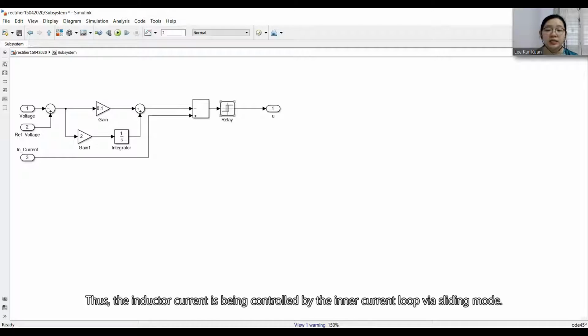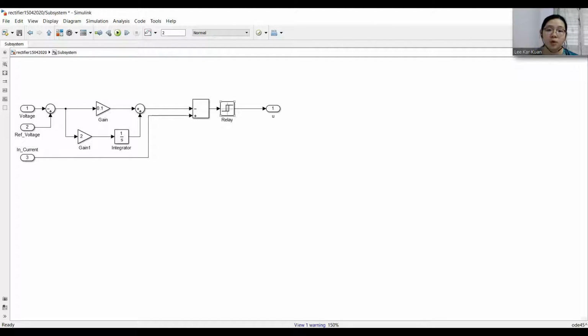First, the inductor current is being controlled by the inner current control loop while using sliding mode.